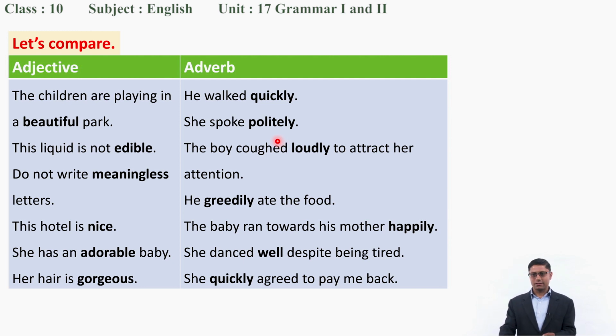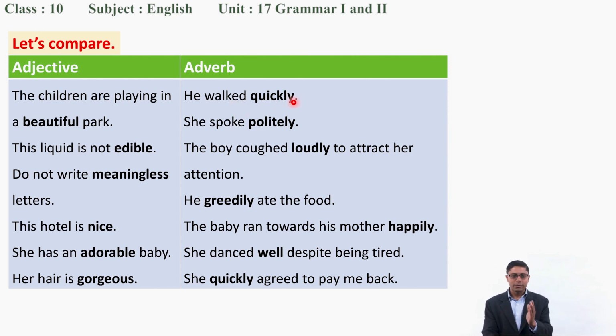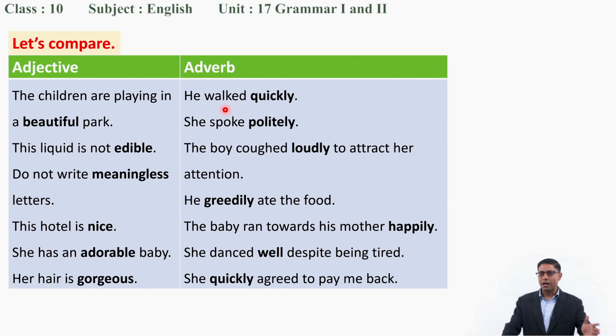All right, that's good. So any word that modifies an adjective, an adverb itself, or a verb is an adverb. Any word that modifies not a noun, not a pronoun, but an adverb itself, or an adjective, or a verb, is an adverb. Look here. He walked quickly. Quickly does not talk about he. Rather, it talks about the manner of walking. How did he walk? Quickly. So, it modifies the verb walk.